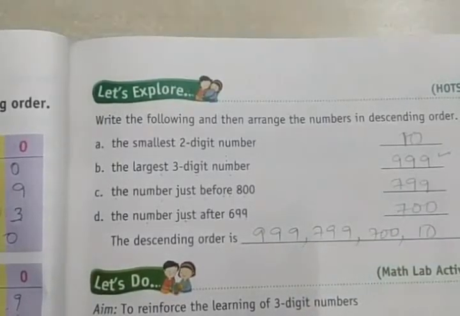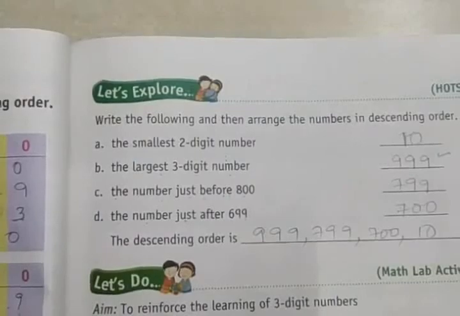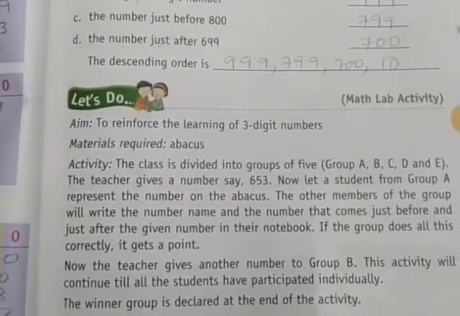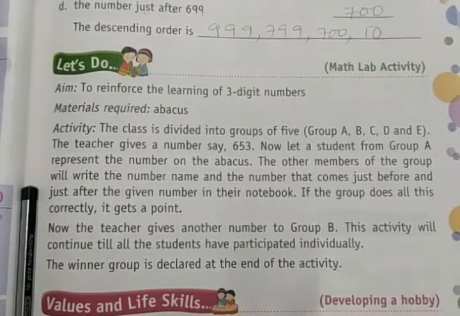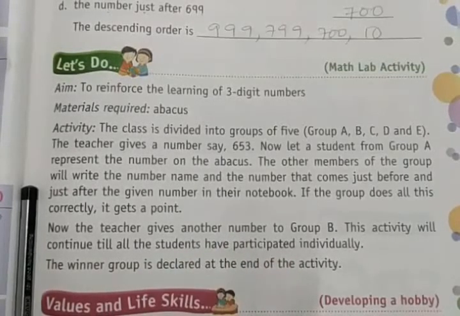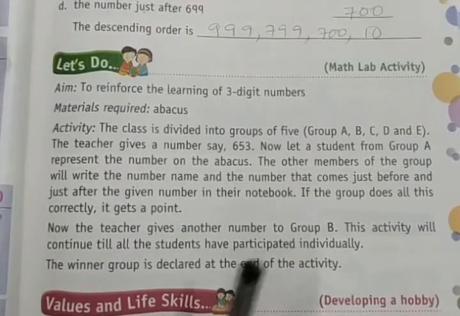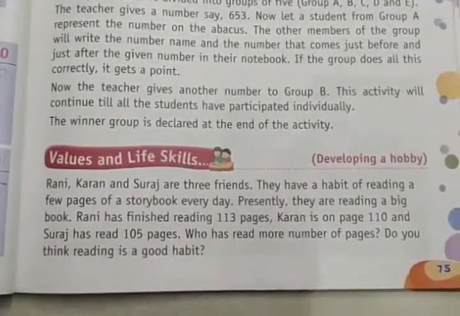Okay, followed. So you do this maths lab at your home. Aim: reinforcement of the three-digit number. Material required: abacus spikes, or you create a virtual abacus spike by putting some beads, if you have. We must have that abacus spikes to do this math lab. Okay, try to do. Then developing hobby, value and life skills.